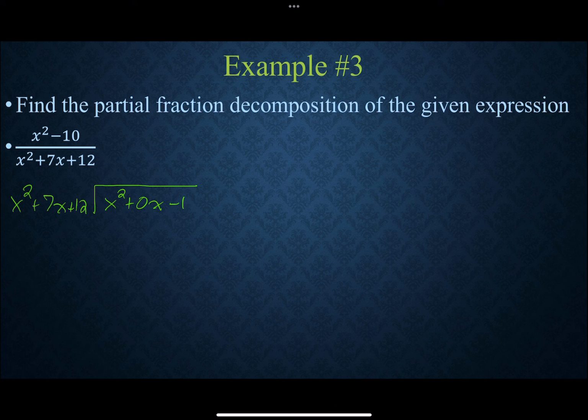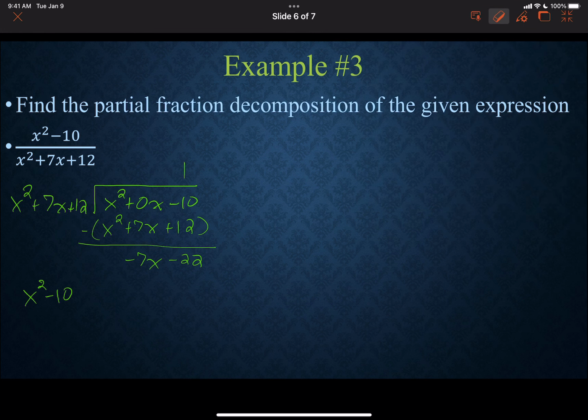I'm going to use my 0x for my placeholder, if you remember doing that, to keep everything lined up nicely. First term divided by first term, x squared over x squared, is going to give us a 1. So we get x squared plus 7x plus 12, and we're subtracting. So 0 minus 7 is negative 7. Negative 10 minus 12 is negative 22. So our fraction becomes x squared minus 10. I'm sorry. The x squared minus 10 becomes, let's write it back over here actually, just simply 1 plus negative 7x minus 22 over the x squared plus 7x plus 12.